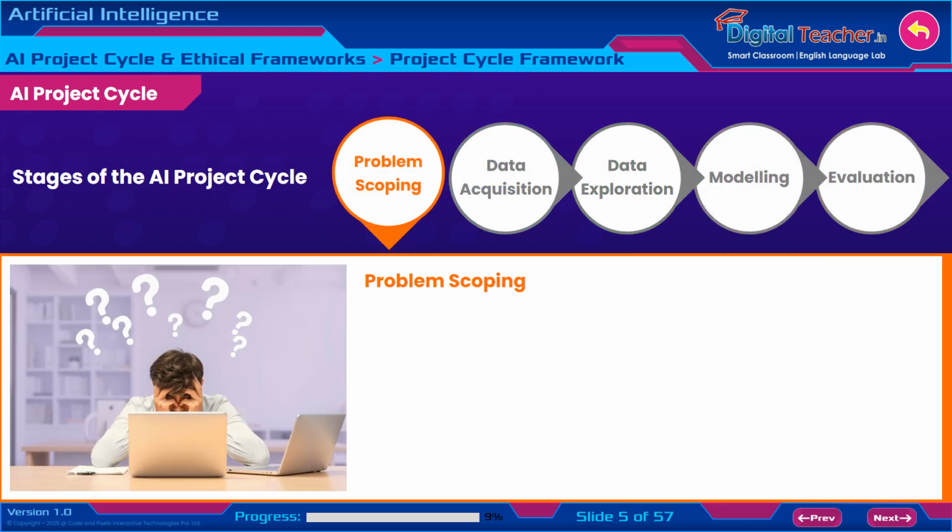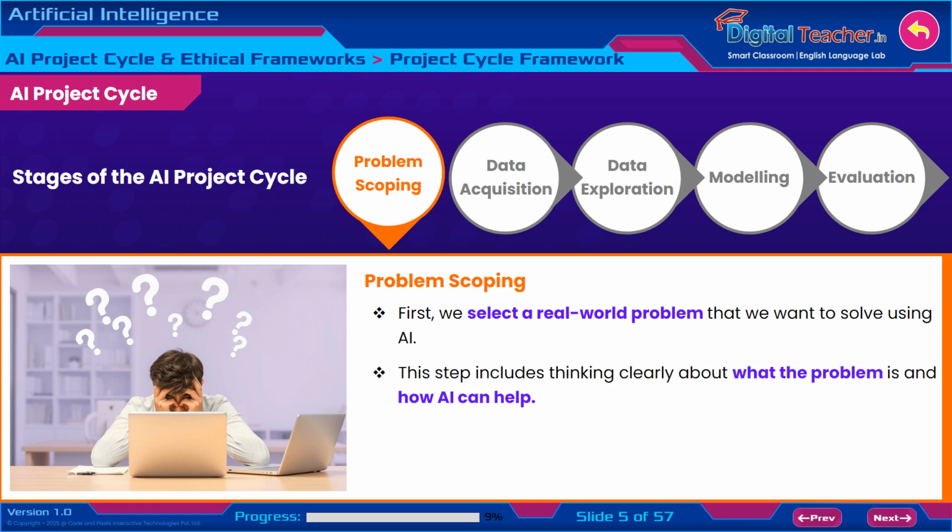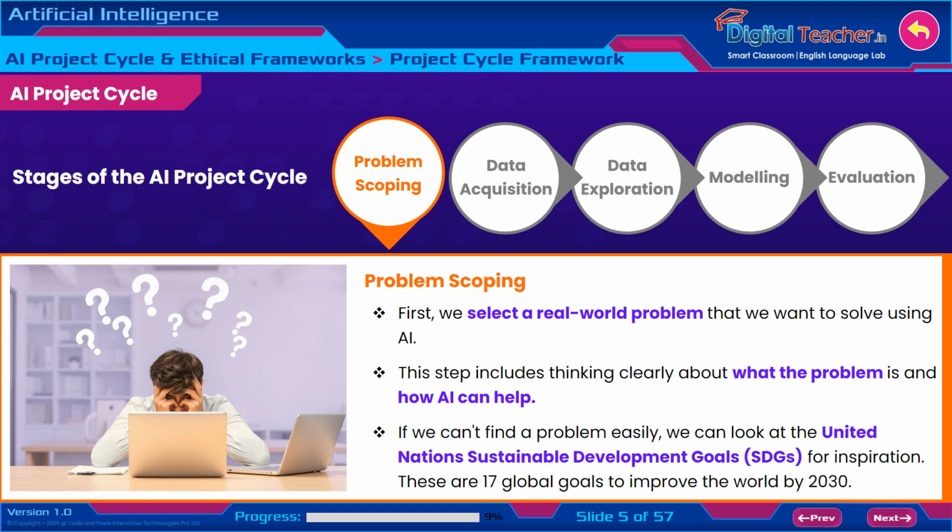Problem scoping. First, we select a real-world problem that we want to solve using AI. This step includes thinking clearly about what the problem is and how AI can help. If we can't find a problem easily, we can look at the United Nations Sustainable Development Goals for inspiration. These are 17 global goals to improve the world by 2030.